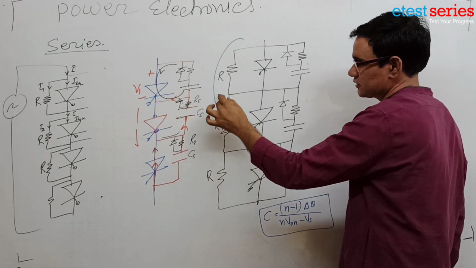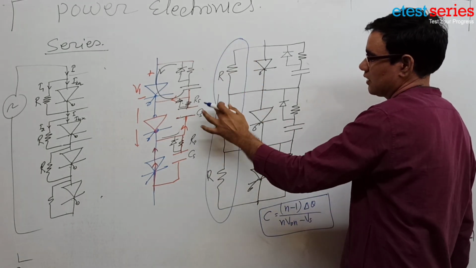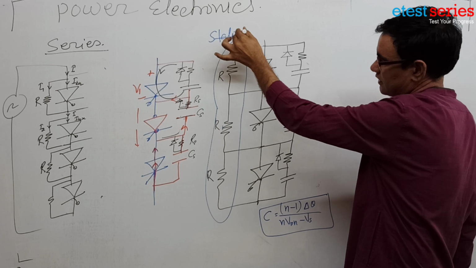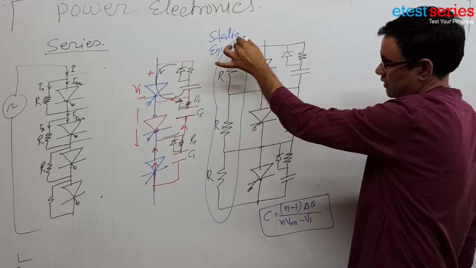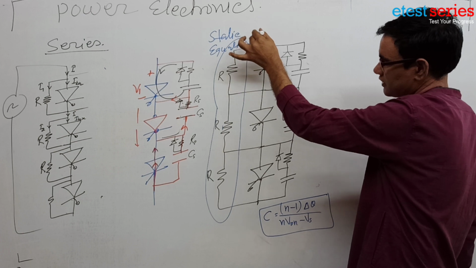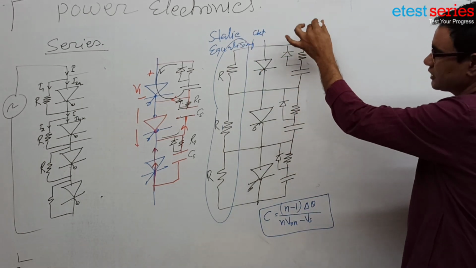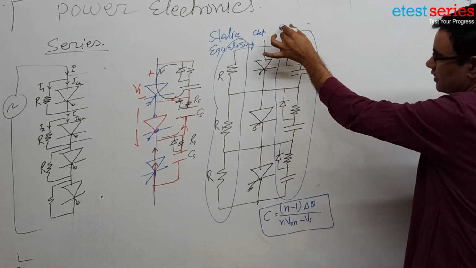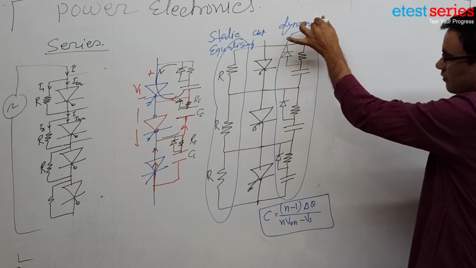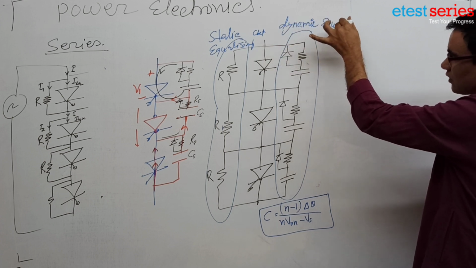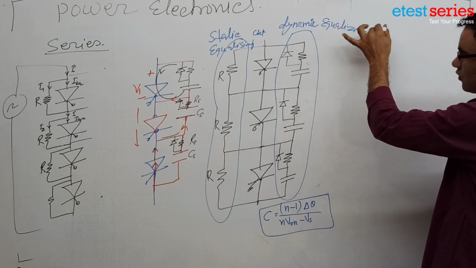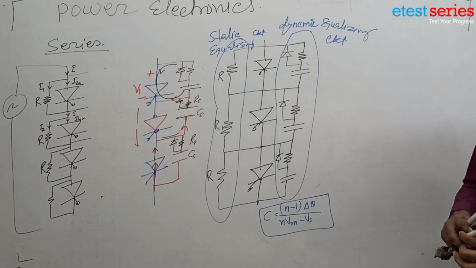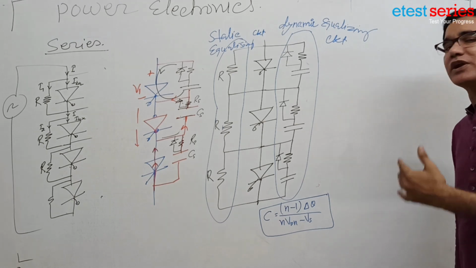One is this. This is known as the static equalizing circuit. The other is this. This is known as the dynamic equalizing circuit. So two circuits are arranged: static equalizing circuit and dynamic equalizing circuit.